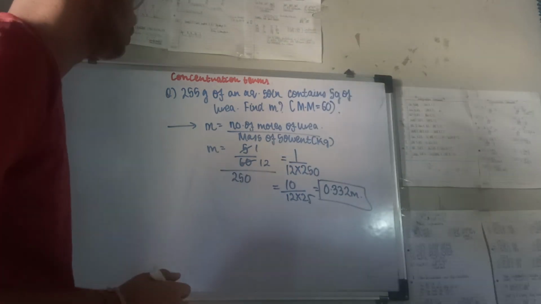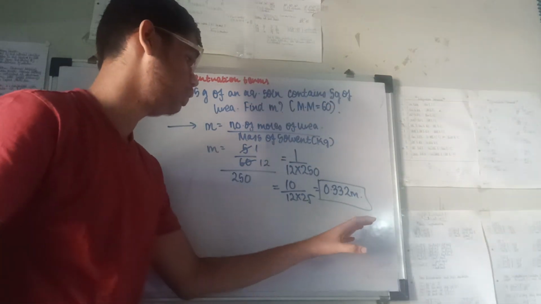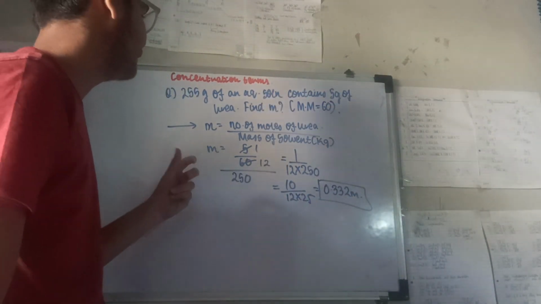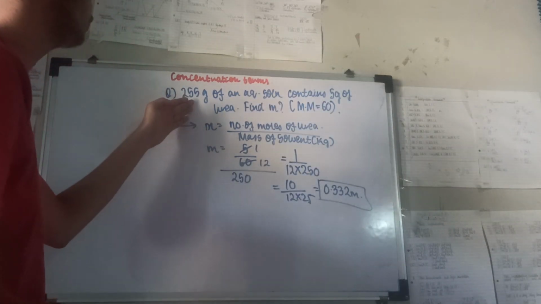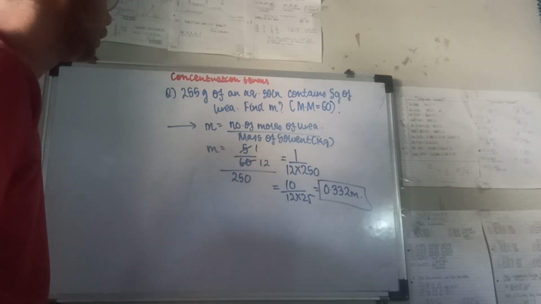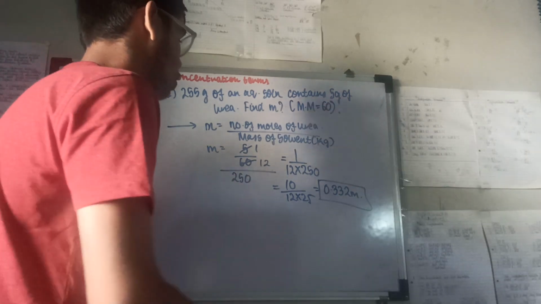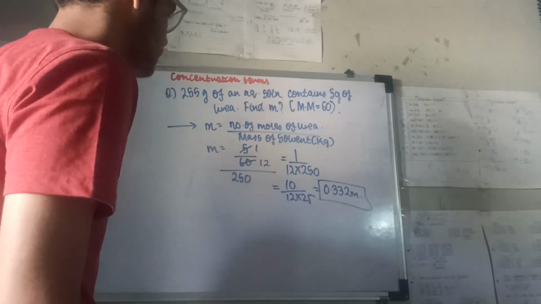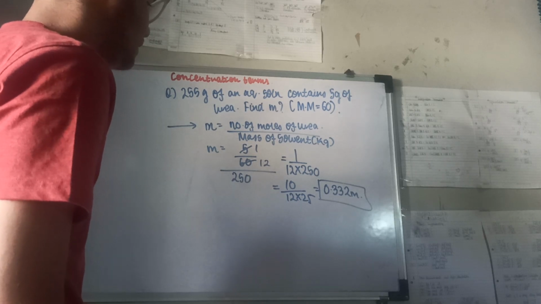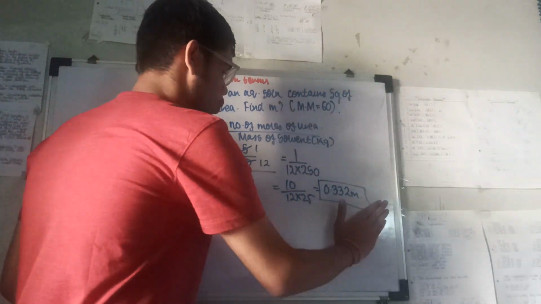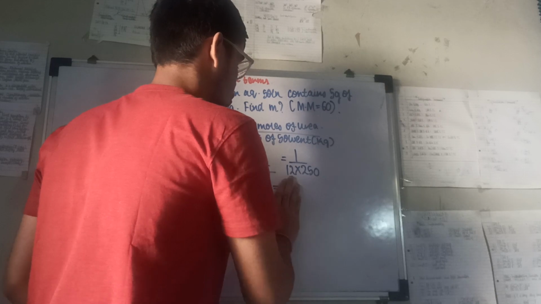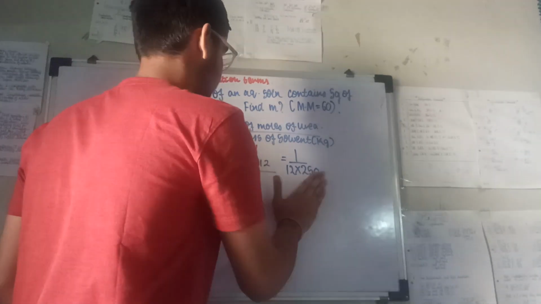Who got this answer? 0.332 m. Don't make that mistake by taking the mass of solute directly here. Wait, I have also made a mistake here. What? We want this in kgs. So those who have analyzed the mistake, please comment down.